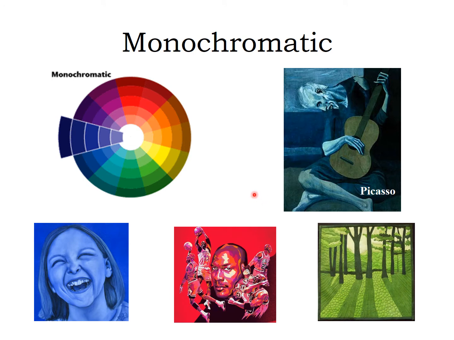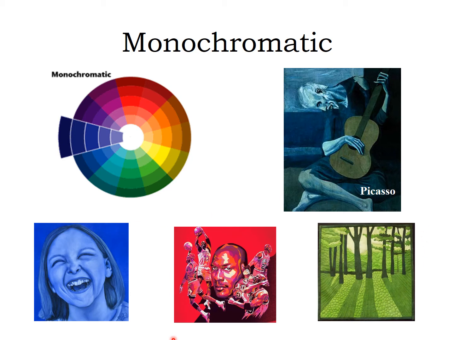All right, let's talk about monochromatic. Monochromatic is when you're just using one color to create a work of art. Here's a famous work of art. This is Picasso's Old Guitarist, and he's using almost all different tints and shades of blue.